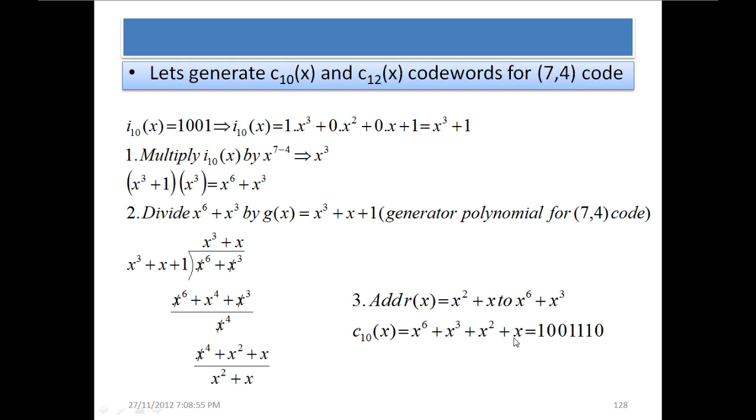bit form. As we know, this should start from x raised to the power 6. Why? Because the code word length is 7, so 7 minus 1 is equal to 6. So the first term is 1. Then x raised to the power 5 is absent, so it is 0. X raised to the power 4 is also not there, so it is also 0. But x raised to the power 3 is there, so it is 1. X raised to the power 2 is there, it is 1. X is there, it is 1, and x raised to the power 0 is absent, so it is 0. So this is the code word generated by this polynomial generator for information bits 1001.